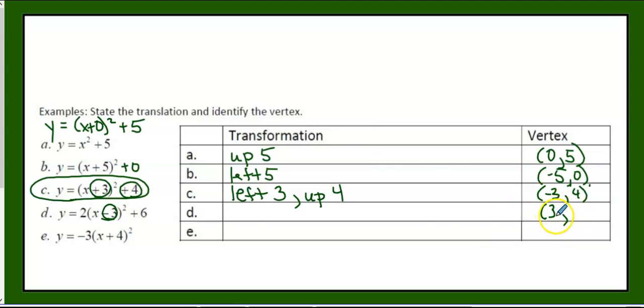So that means it's a right 3. If you only look at the vertex, you can say, okay, +3, that's right 3. If you're looking at the equation itself, then you have to take the opposite. And then the X value is 6, so that's up 6.